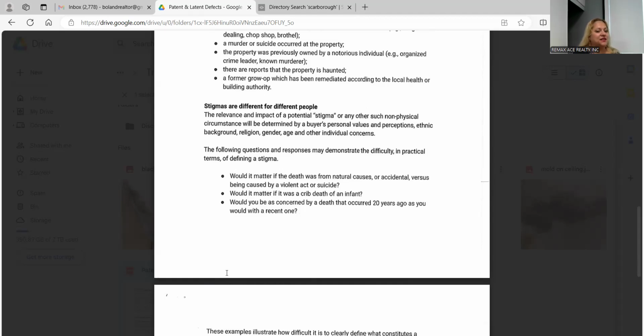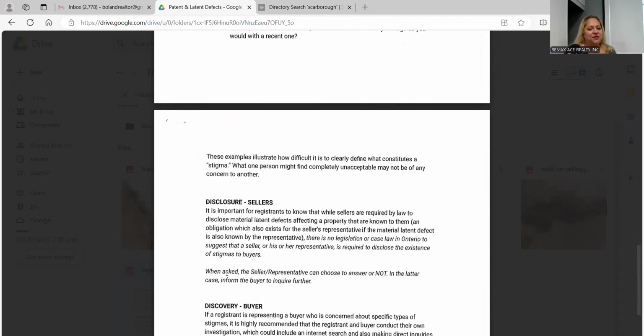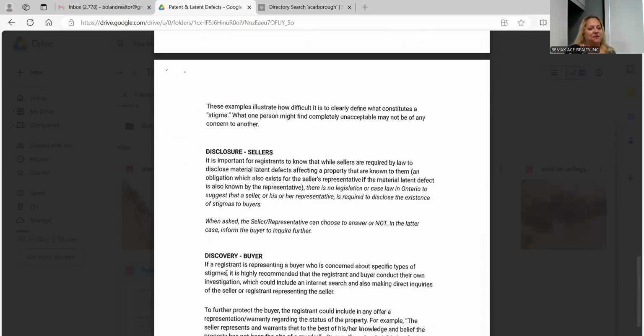So the following questions and responses may demonstrate a difficulty in practical terms of defining the stigma. Would it matter if the death was from natural causes, accidental versus being caused by a violent act or suicide? So just because you say, oh, he died naturally in his bed, that shouldn't bug anybody. Nobody came in and shot him, right? But some people that bothers, they don't want to be in that property again if a person passed away in the house, right? Some people don't care. They say, of course, lots of people die naturally in their sleep, doesn't bug me. Of course, I'll buy the home, right? Would it matter if it was a crib death or an infant? Would you be concerned by a death that occurred 20 years ago as you would if it was a recent one, right? These examples illustrate how difficult it is to clearly define what a stigma is.